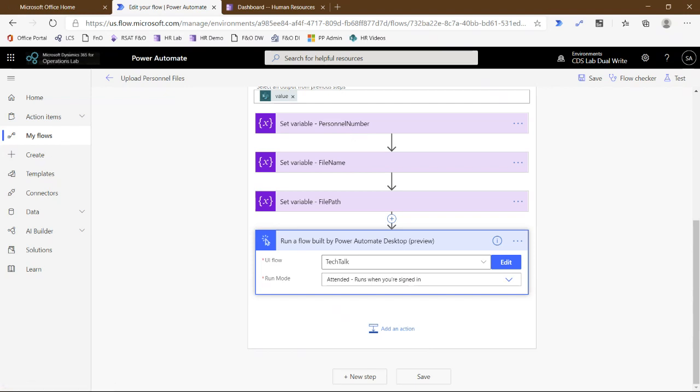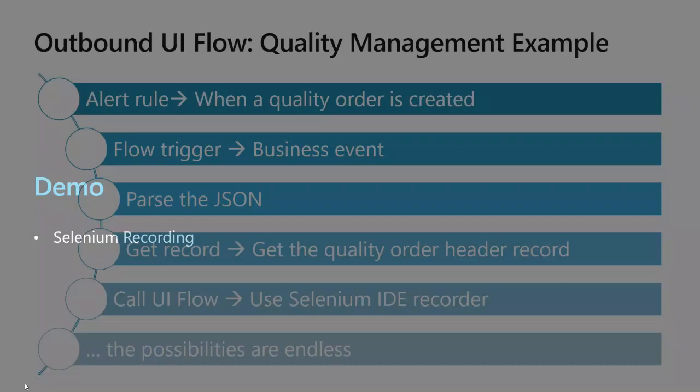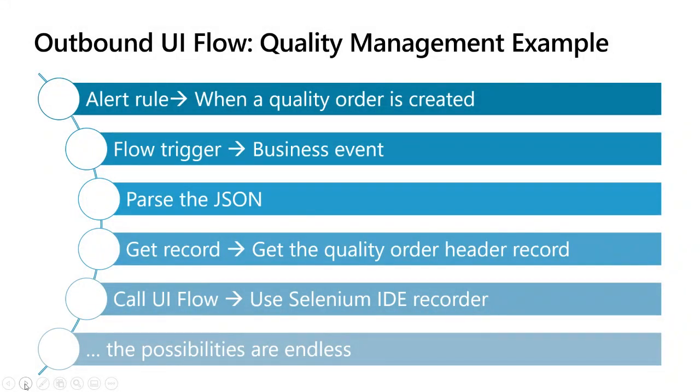All right, so that wraps up that example that I wanted to show. So we're going to go back and talk about the second example. So the second example is that quality management example. So the way I started here was by creating an alert rule. So just standard alert rule functionality when a quality order is created.